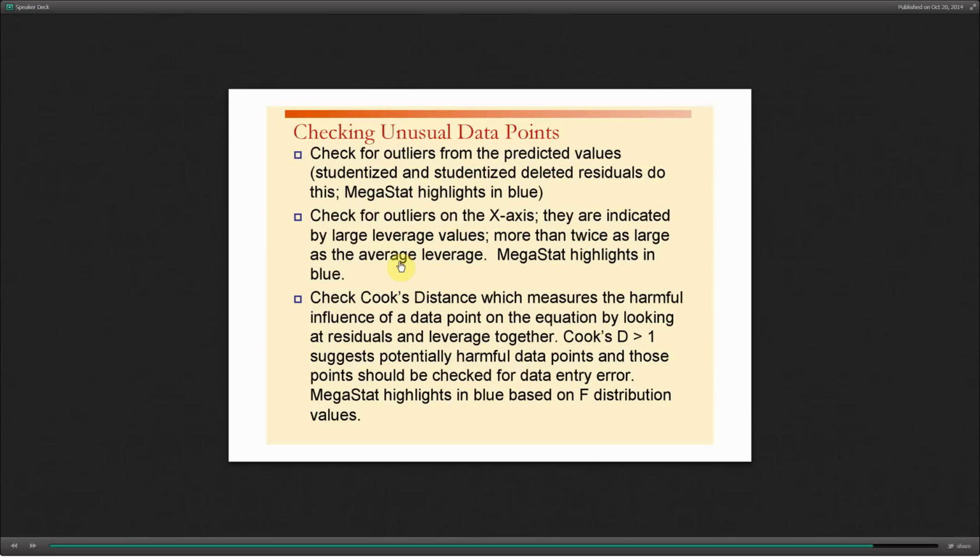The other thing you want to do is maybe also look at what points tend to influence the most in terms of what predicts the dependent variable. So how do we do that? Well, we can look for outliers from the predicted values by using these studentized and studentized deleted residuals. So Megastat will do this for you. Let's take a look at this.